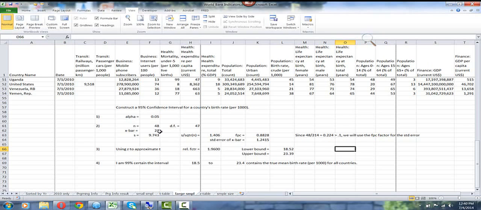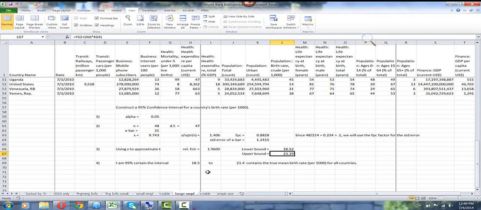We have x bar 21 plus and minus the standard error times the reliability factor. So 21 minus 1.96 times 1.24, and you get 18.52. 21 plus 1.96 times 1.24, you get 23.39. Okay, so I'm 95% certain the interval 18.5 to 23.4 contains the true mean birth rate for all countries.